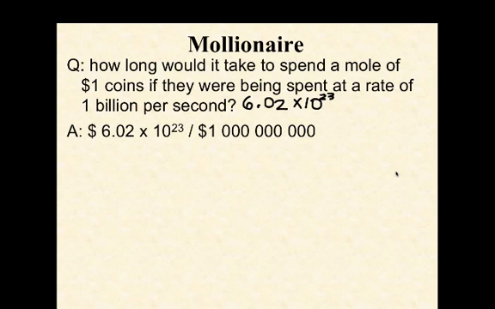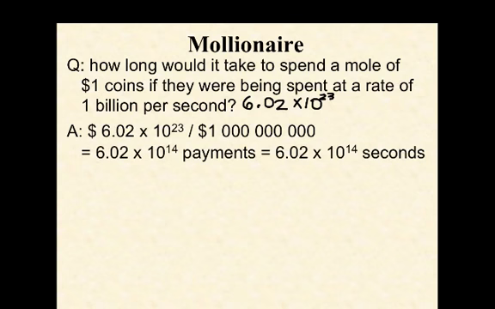So first of all, we need to spend the coins, 1,000,000,000 coins per second, right? And each coin is $1. So let's see, how long would that take? First, we're going to take the mole and divide by 1,000,000,000. And then we'll know how many seconds, right? So we would be making 6.02 times 10 to the 14 payments, and that would take 6.02 times 10 to the 14 seconds. All right, well, seconds, I don't know how many seconds that is.